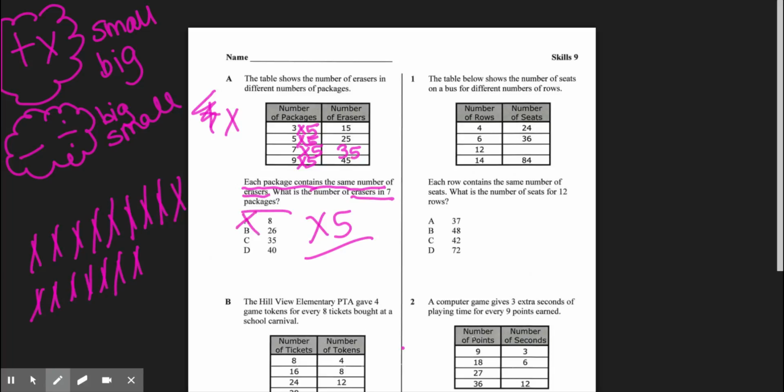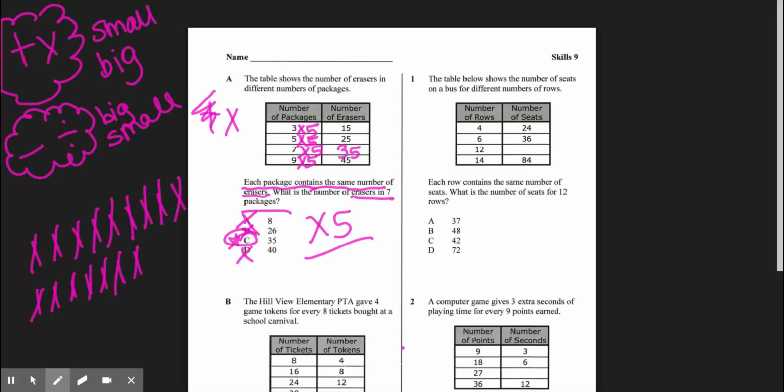So A is way too small. B is just a little bit bigger than the 5 packages because that's 25. So we know that can be 7 packages. And there's 35. Looks good. And then 40 is too big. So C was our answer.